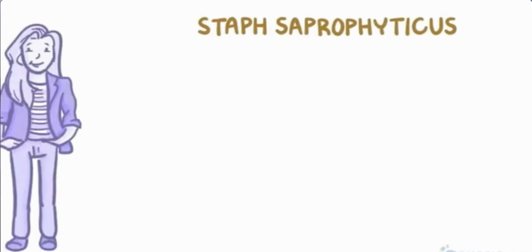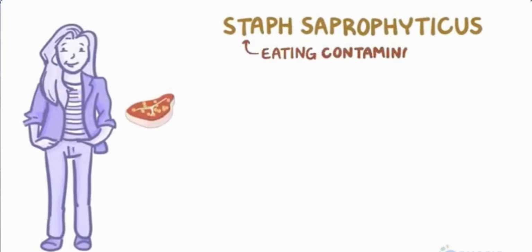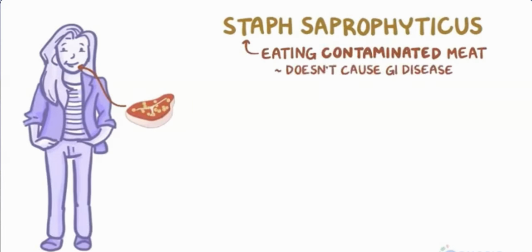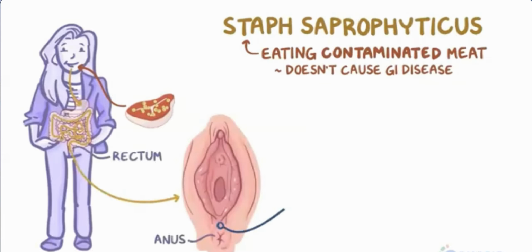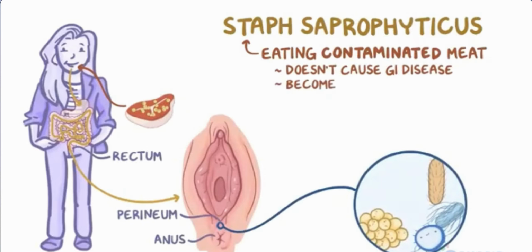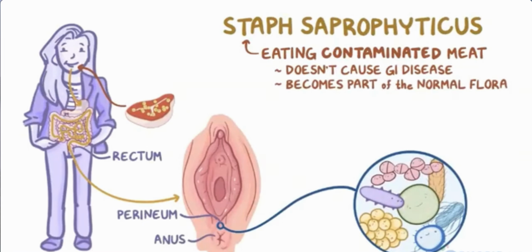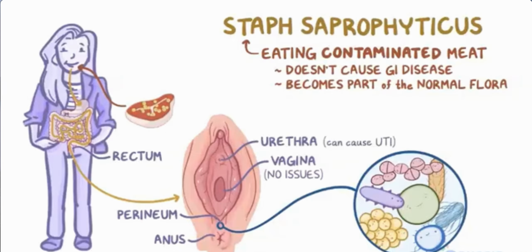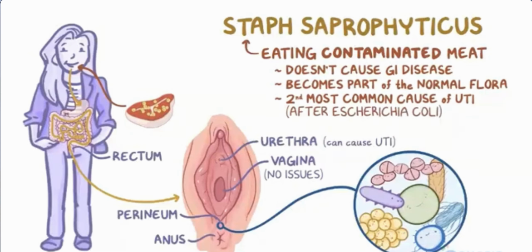Alright, now people get Staph saprophyticus by eating contaminated meat, but this doesn't cause gastrointestinal disease. Instead, from the gut, bacteria get into the rectum, anus, and eventually colonize the perineum, becoming part of the normal flora. From the perineum, it can colonize the vagina, where it doesn't cause any issues, or the urethra, where it can cause a urinary tract infection, or UTI. In fact, Staph saprophyticus is the second most common cause of UTI after Escherichia coli.